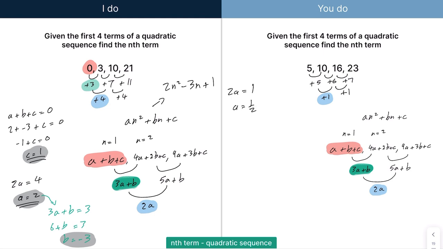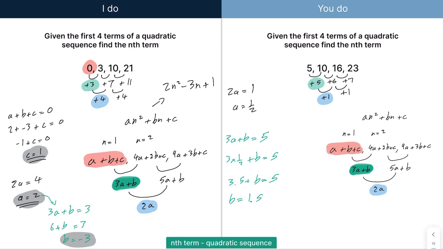So that's a done. We are then going to look at that. So for b, we are now going to do 3a plus b is equal to 5. So that's me comparing this with this. We know what a is, so we can just do 3 times a half plus b is equal to 5. So we know that's going to be 1.5 plus b is equal to 5. So we know that b is going to be 3.5. So we now know what b is.